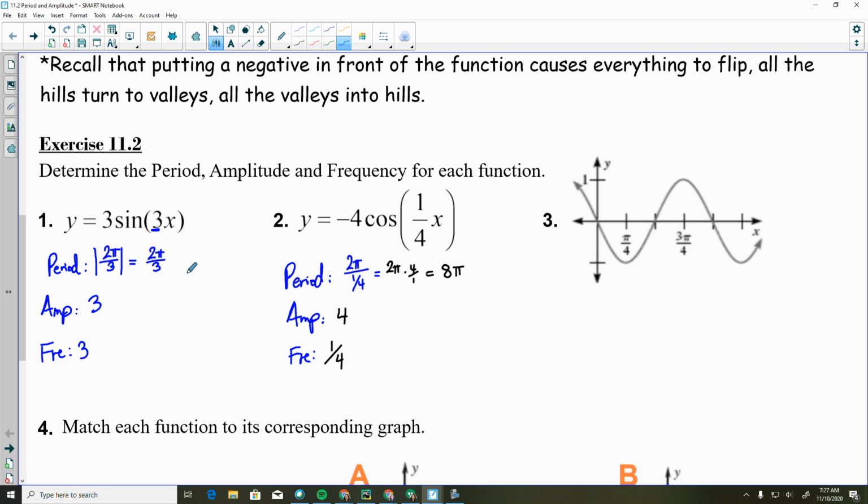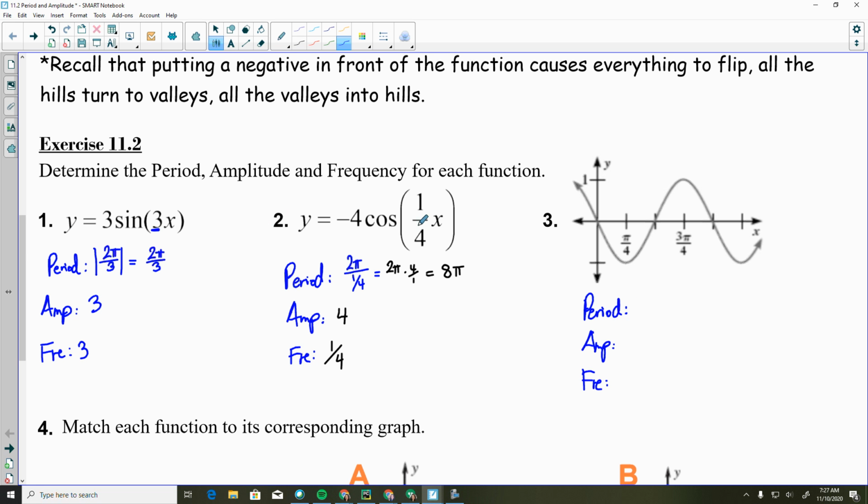All right, so that's pretty easy if we see everything written out for us in terms of the function. But let's say we're given a graph instead. How do we find the period, amplitude, and frequency if we're looking at a picture? So this is where it becomes a little bit trickier.